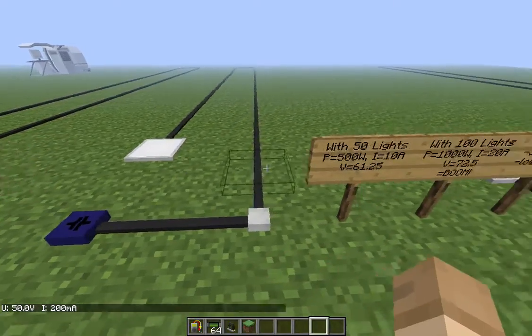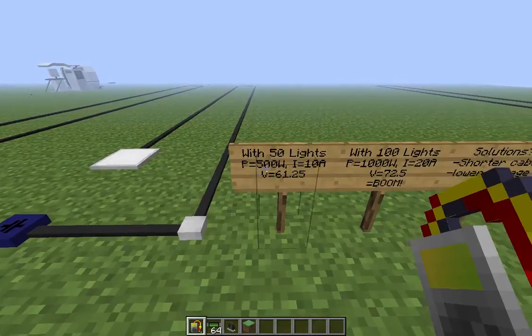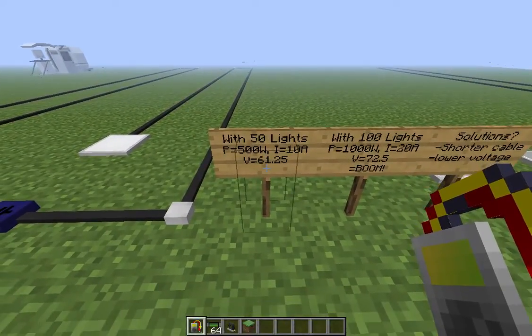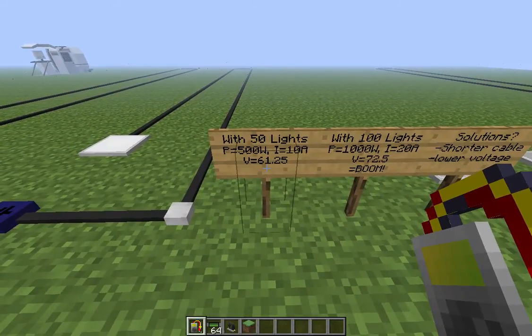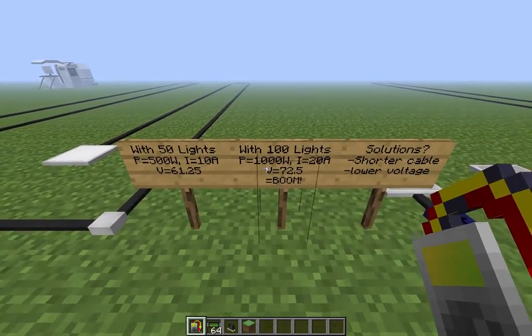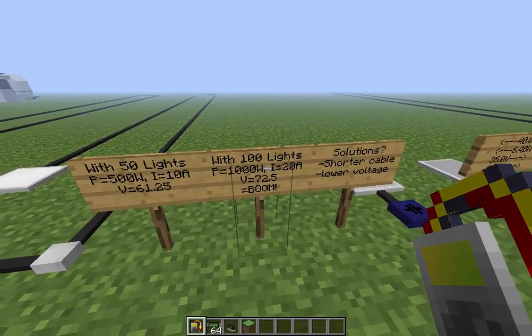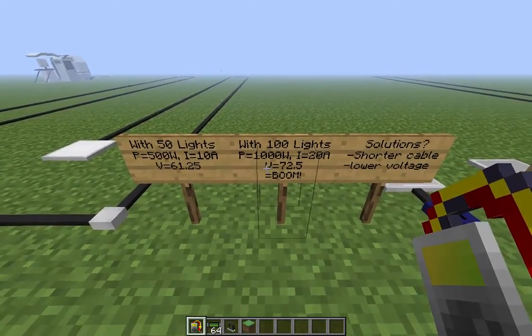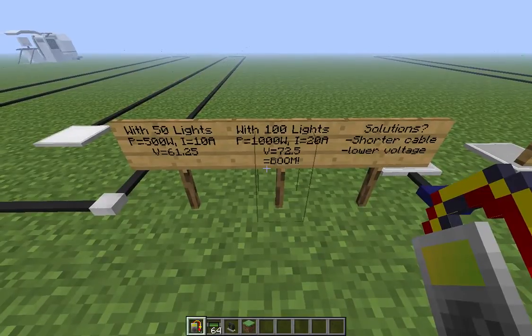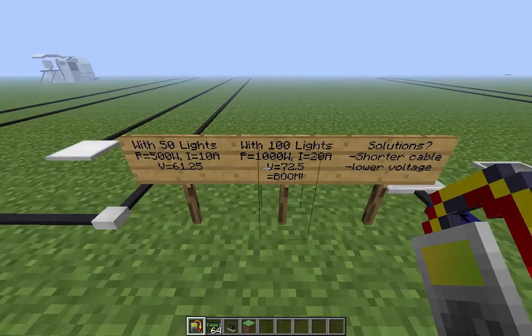If we run 50 lights with this setup, they will pull 500 watts, cause the wire to have a current of 10 amps, and the voltage at the source will need to be 61.25 volts. If we run 100 lights with this setup, the power consumed equals 1,000 watts, the current in the wire will be 20 amps, and that required voltage is 72.5 volts. There's going to be some explosions of wire. This is because we've exceeded the voltage limit on the cable.